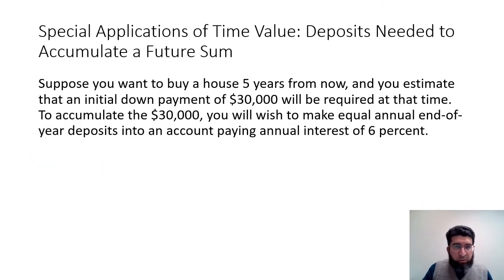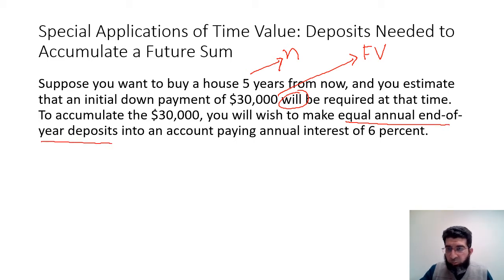So let's look at some special applications of time value. Now, suppose you want to buy a house 5 years from now. This is N, and you estimate that an initial down payment of $30,000 will be required. So it will be required in the future. This is future value. To accumulate $30,000, you wish to make equal annual end-of-year deposits. This is what we call an annuity, because they are equal and at the end of year, so it's an ordinary annuity, into an account paying an annual percent of 6, which is R.